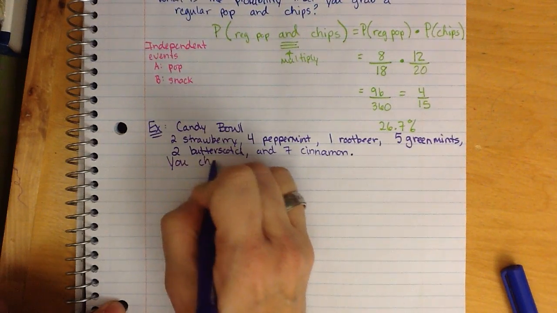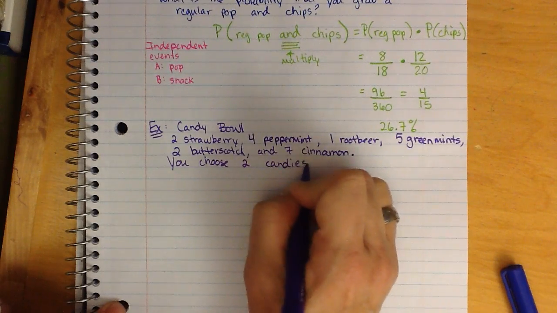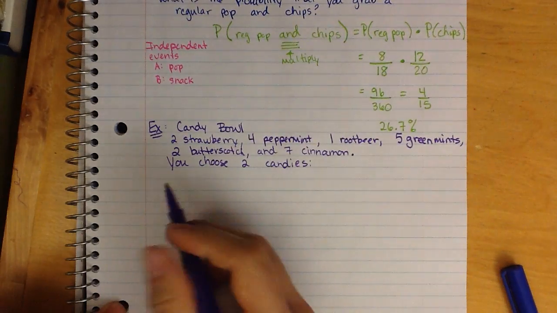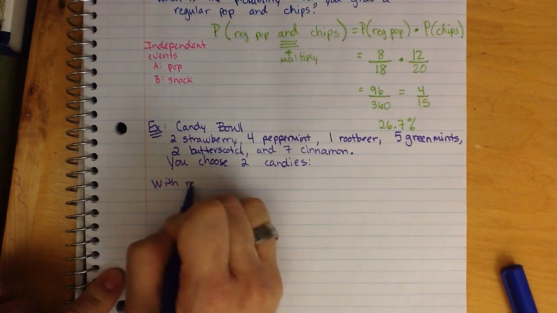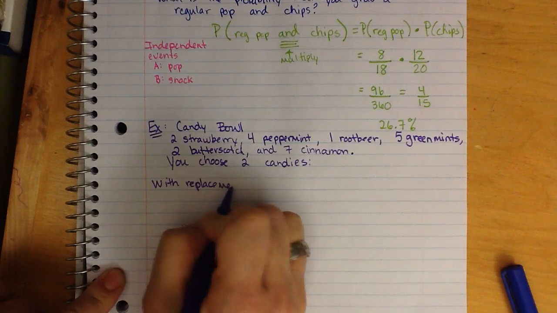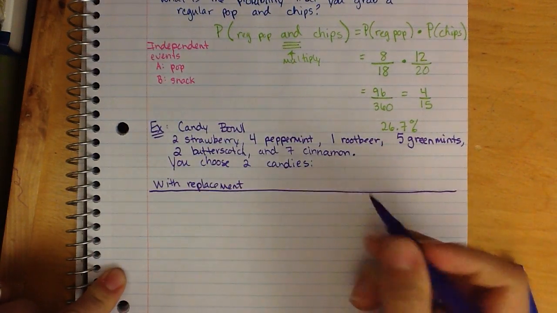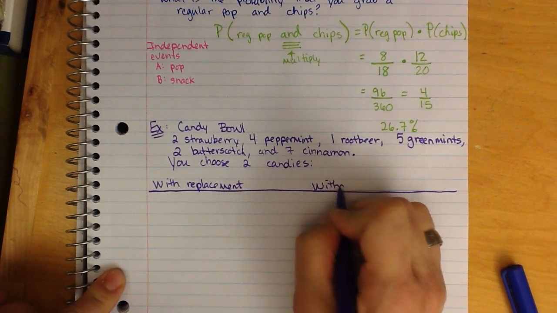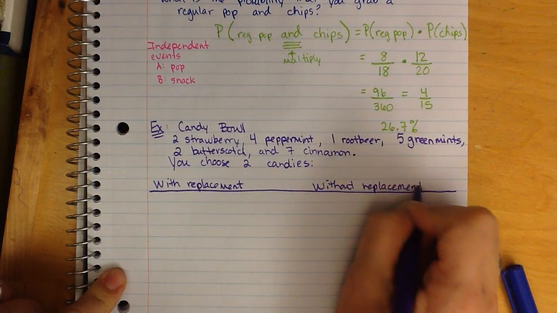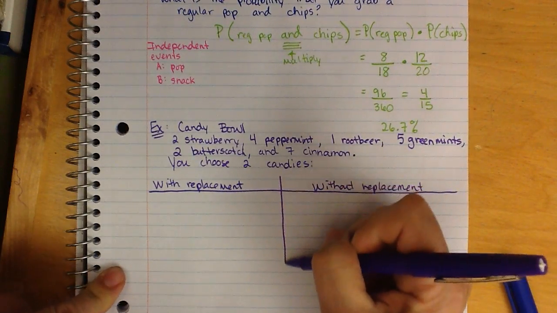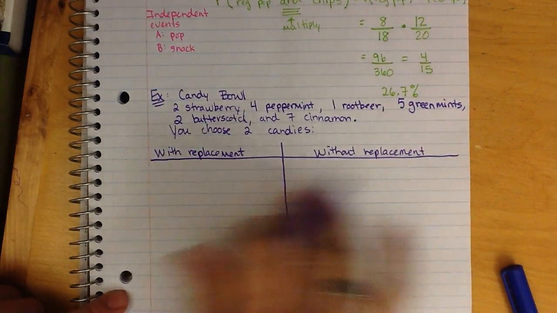What we are going to do is choose 2 candies. And we're going to do this 2 ways. We're going to do some problems with replacement, which means I put the candies back in the bowl after I draw each time. And we're going to do some without replacement, which means I keep the candy and I don't put it back in. So I am going to do the same problem 2 different ways.